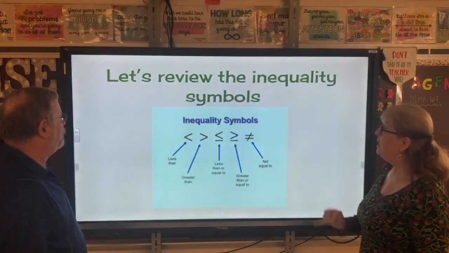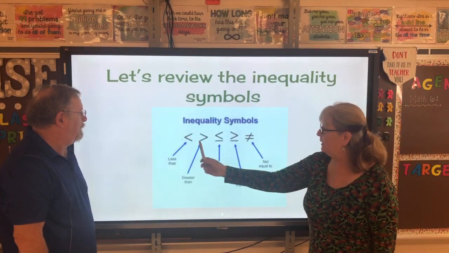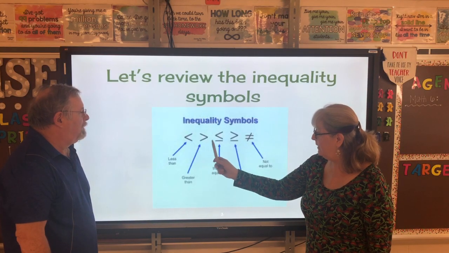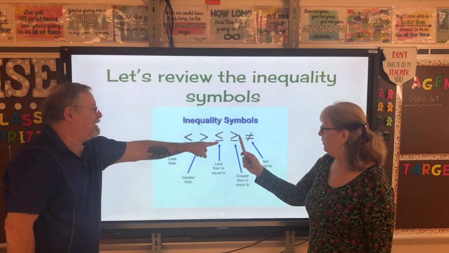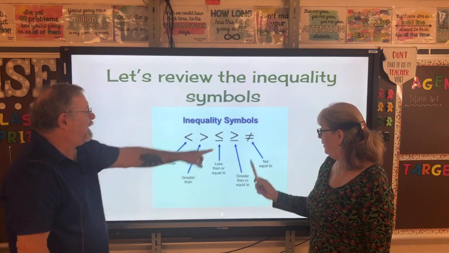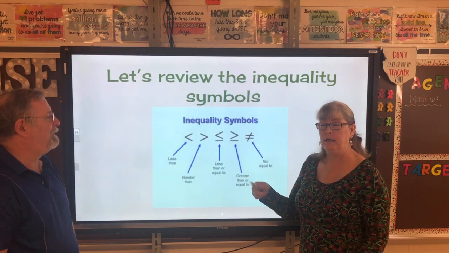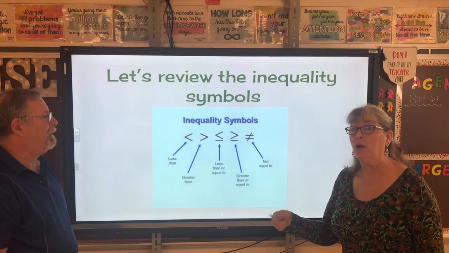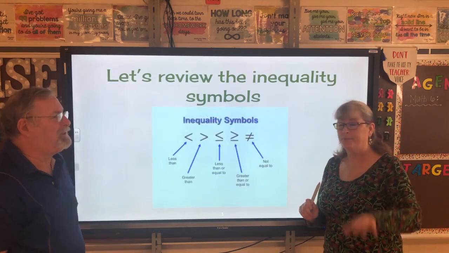Just reviewing the symbols, quick review: less than, greater than, less than or equal to, because it has that little half an equal sign underneath. Greater than or equal to, again, half that equal sign underneath. And then of course the not equal, which you don't usually see in inequalities. But those are the five symbols that you need to know.